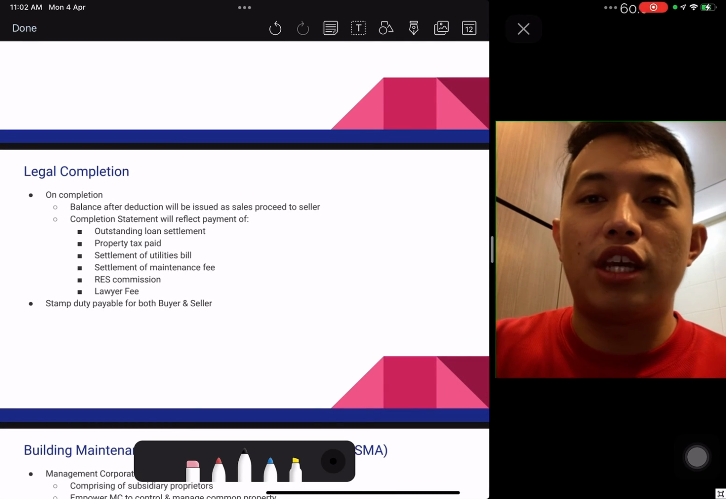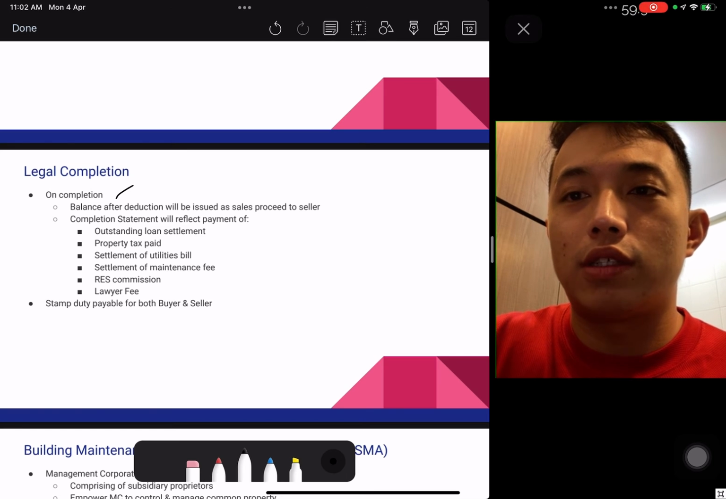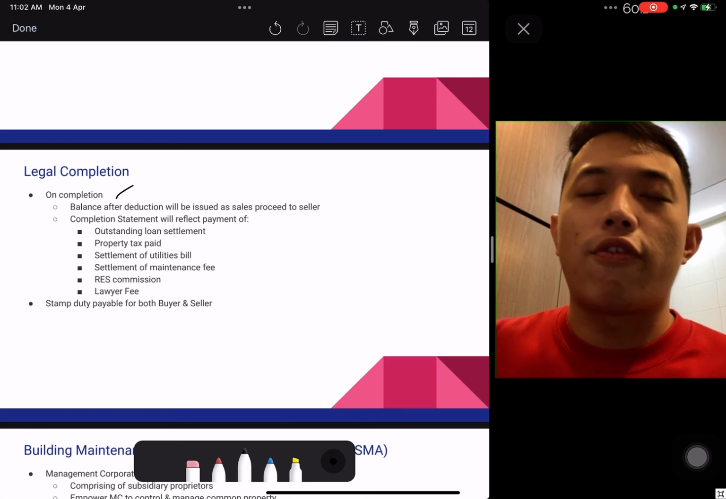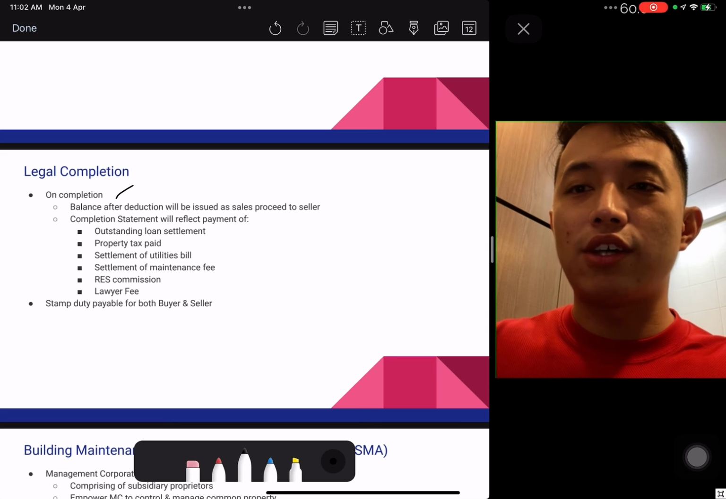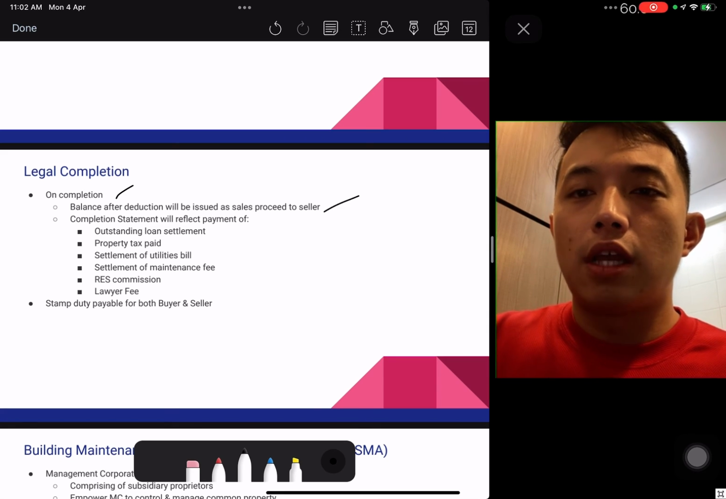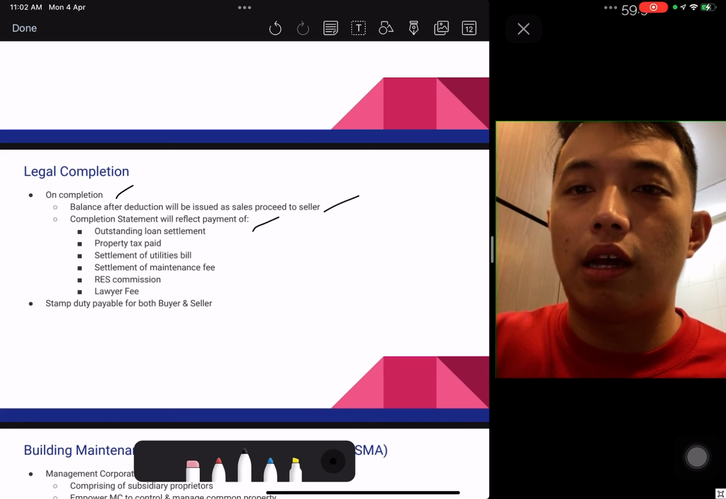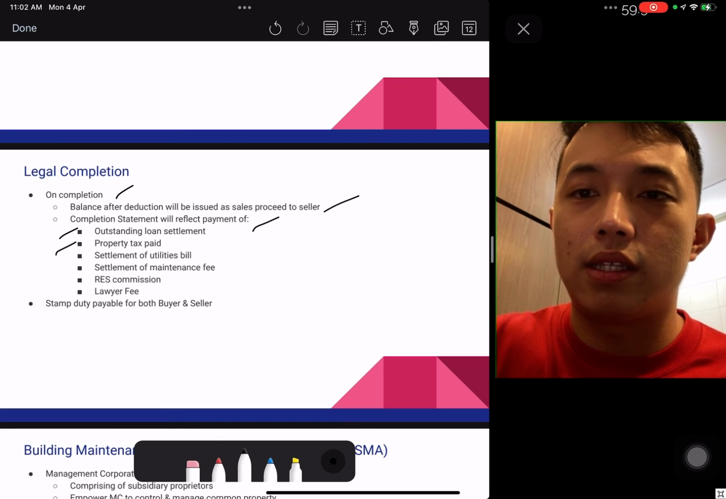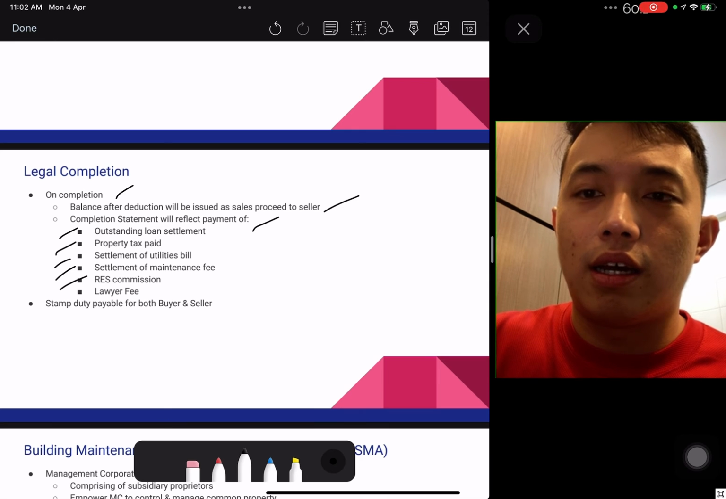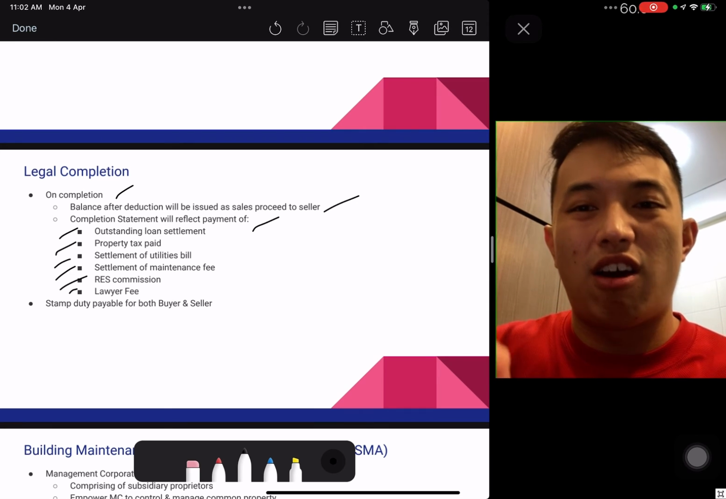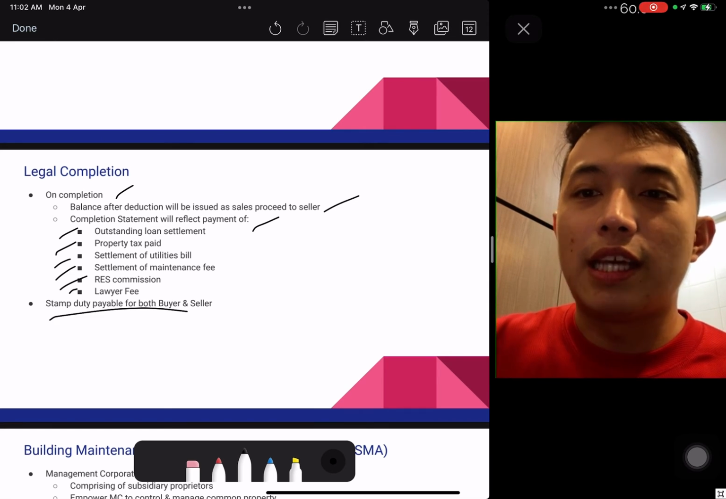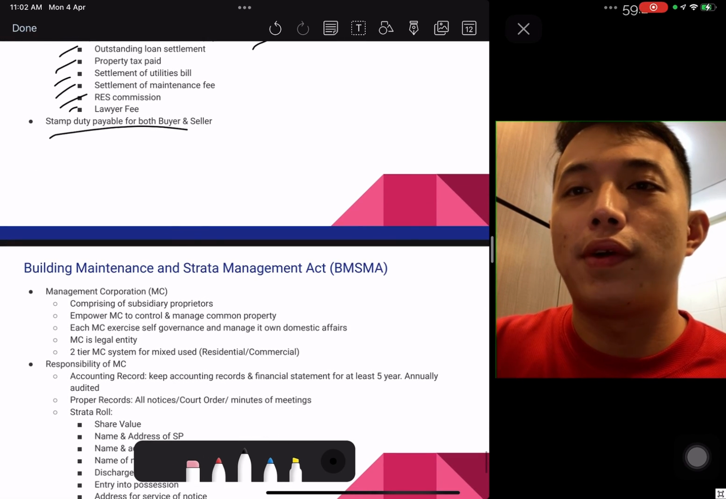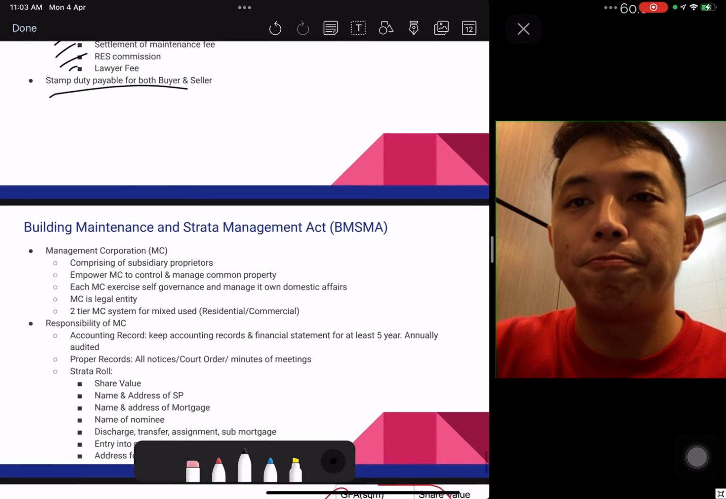For legal completion after the 21-day notice of completion, the balance deductions must be done in the completion statement: outstanding loan, property tax, utility bills, maintenance fee, agent commission and lawyer fees must all be paid off. Stamp duty must be payable by both buyer and seller if applicable.